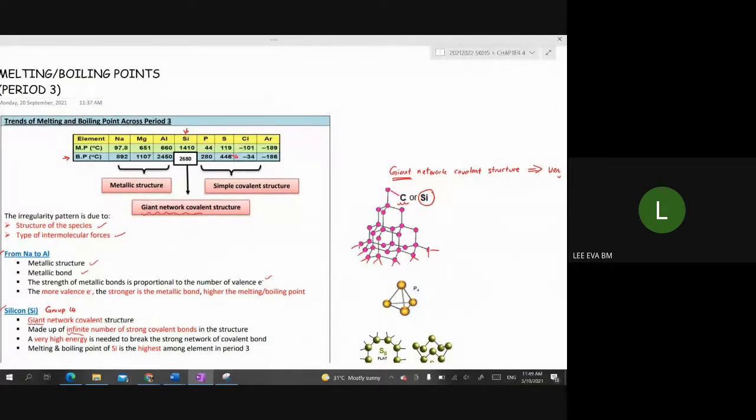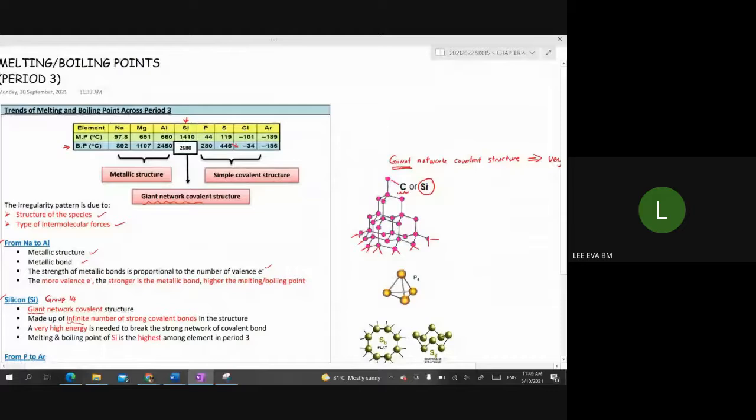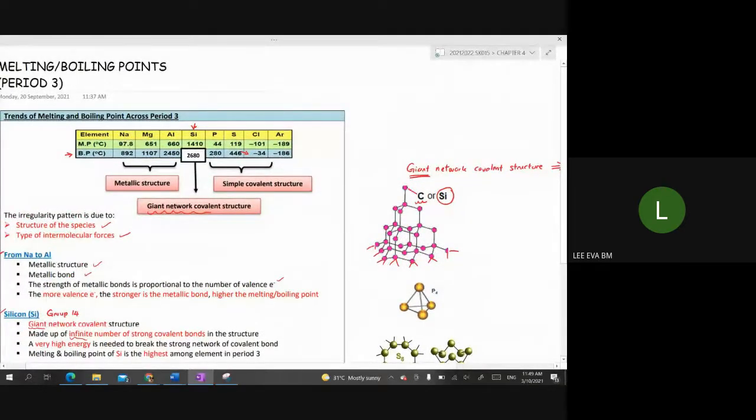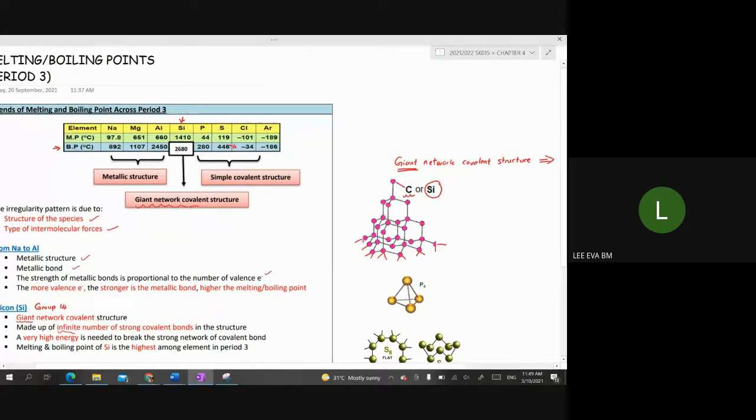But for silicon, we are not referring to the intermolecular forces. It's kind of an anomalous case. We will look at the covalent bond because this covalent bond is very special, as it has the giant network structure. So we are not looking at the van der Waals force or the London forces in this case.